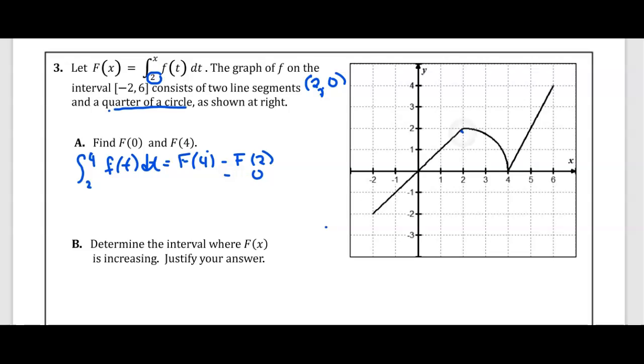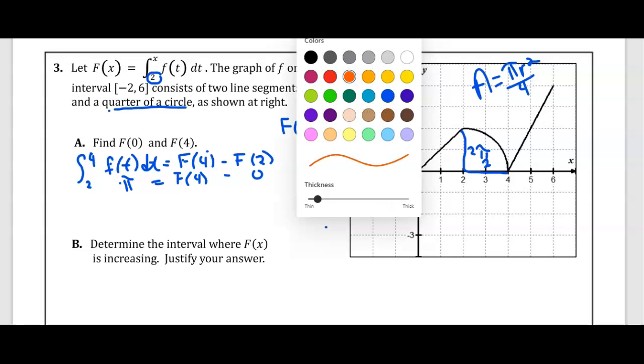Now, 2 to 4. Over here, this is a length of 2, this is a length of 2, and you're sitting in a quarter circle, so you'll use this formula. So 2 squared is 4 divided by 4. You're going to end up that this is an area of pi. So you'll be able to say if this area from 2 to 4 is pi, and that if f of 2 was 0, you now know f of 4 is pi. Yay for you.